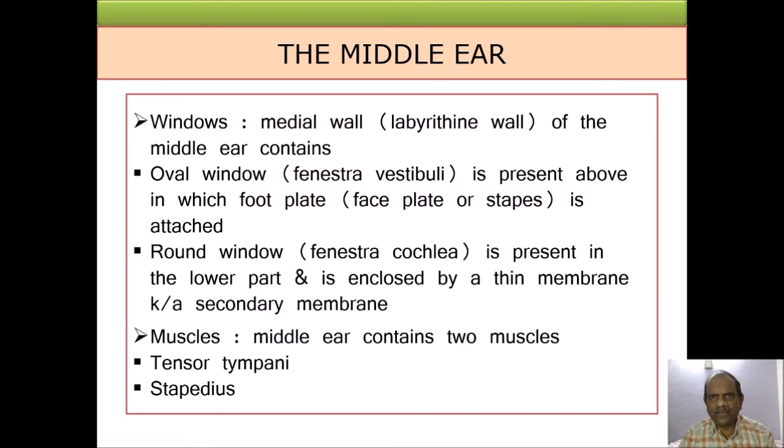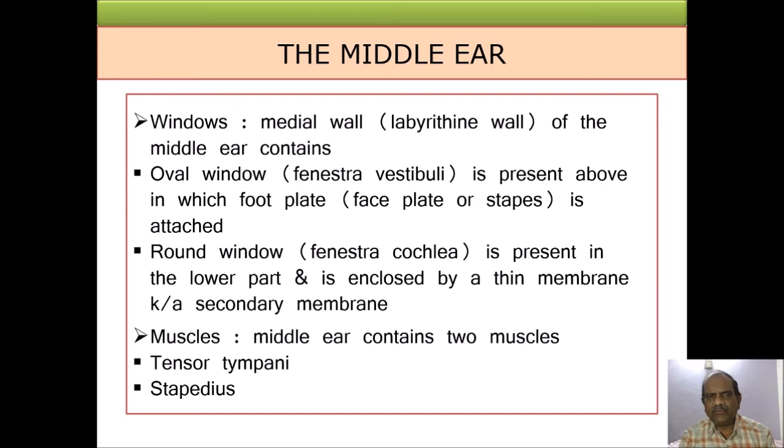Now coming to the middle ear, we have come across 2 terminologies, oval window and round window. These windows are attached to the inner part of the ear, what we call the medial wall or the labyrinth wall of the middle ear, which contains these 2 windows, oval window and round window. The oval window is called fenestra vestibuli. It is present above, and the foot plate of the stapes is attached to it.